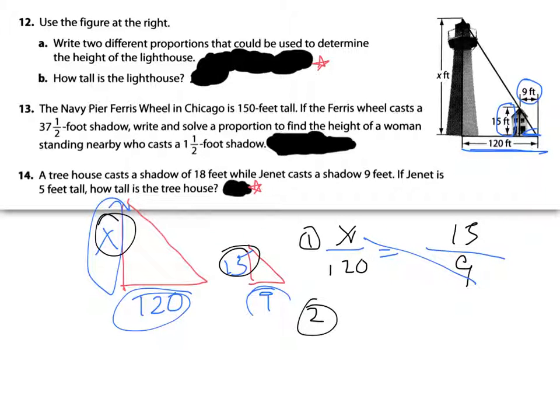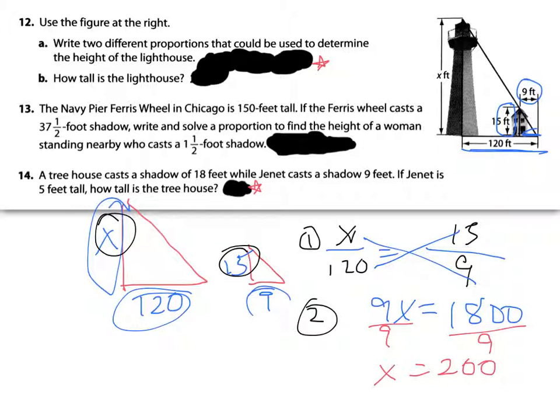So 9 times x, and then 120 times 15. So 9x equals, let me get my calculator back out again, 120 times 15 equals 1,800. Okay, good, that's a nice easy number. Divide both by 9. X equals 200. And again, that's going to be in feet. So you would write that as a sentence: the height of the lighthouse is 200 feet.